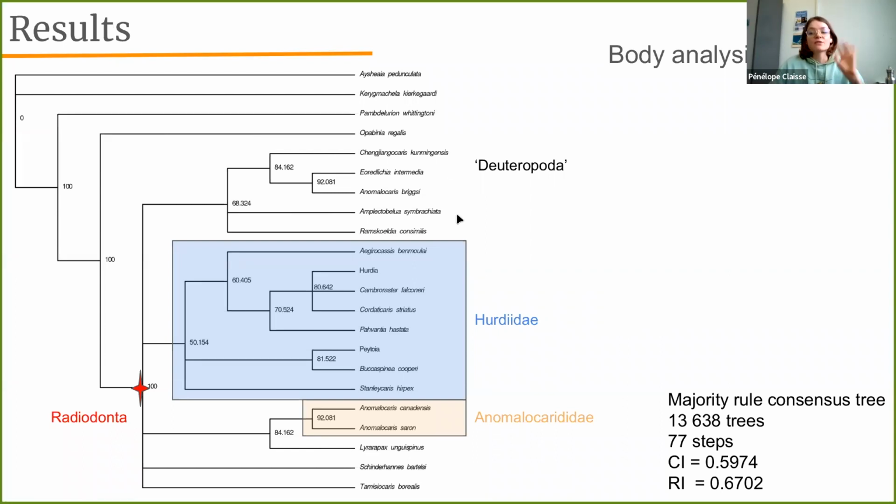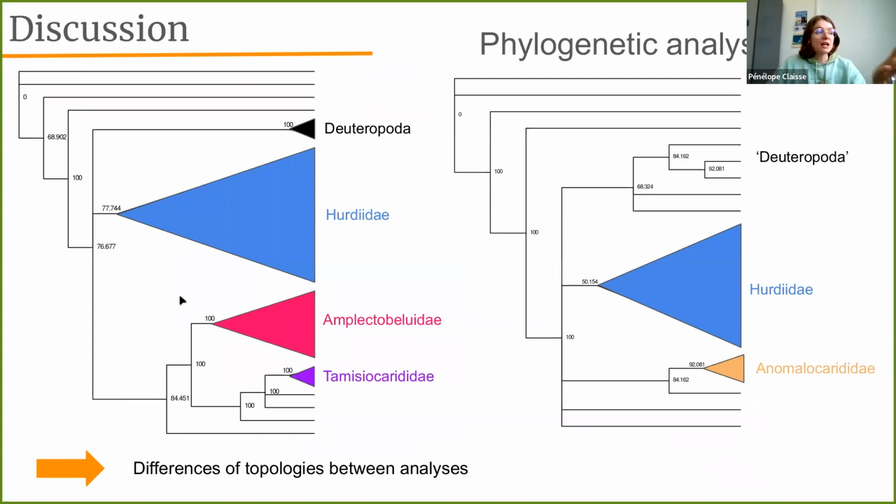So now let's discuss these results further. On the left, you have the global analysis, and on the right, it's the body characters only. We can see that the tree topologies are completely different from each other. Only 1 family remains stable between both analyses, which is the Herdidae, and all of the others change depending on the choice of focus we made on the body.